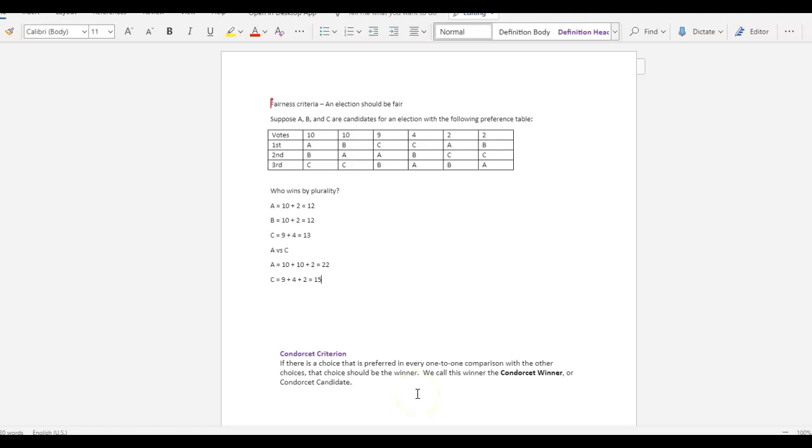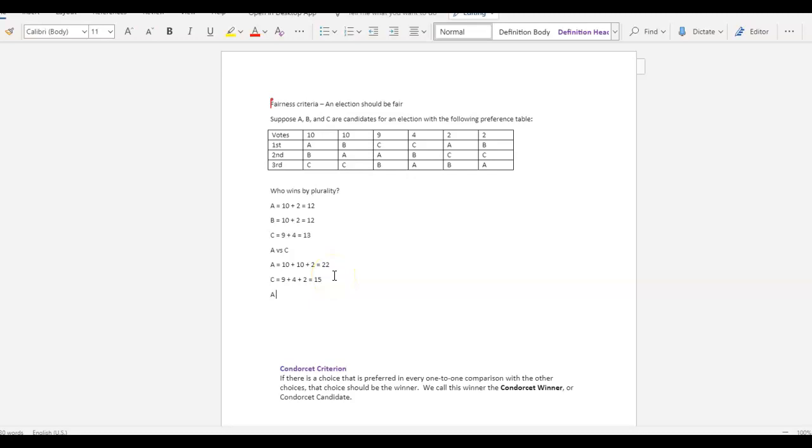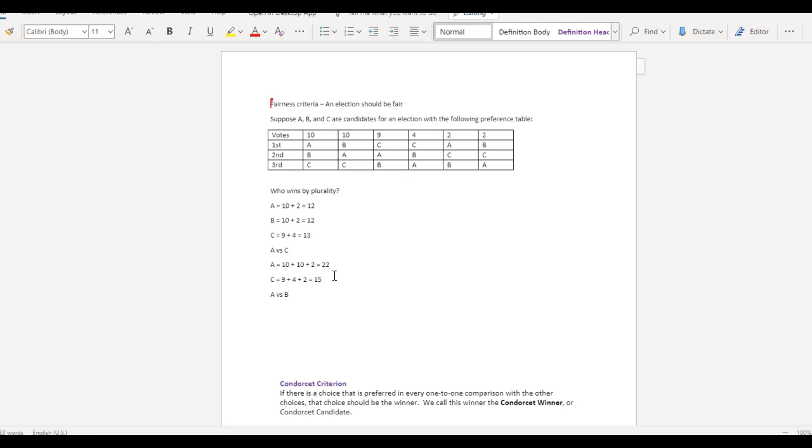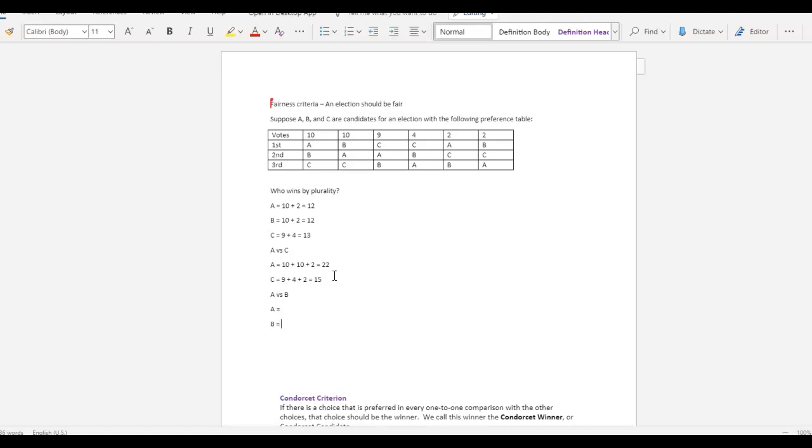If there is a choice that is preferred in every one-to-one comparison with the other choices, that choice should be the winner. We call this winner the Condorcet winner or the Condorcet candidate. Now, to be sure that A would win in a head-to-head with B, we would have to do a head-to-head competition with A and B to see if it really should be a Condorcet winner. So let's do that, and next week we'll be exploring this head-to-head idea more.